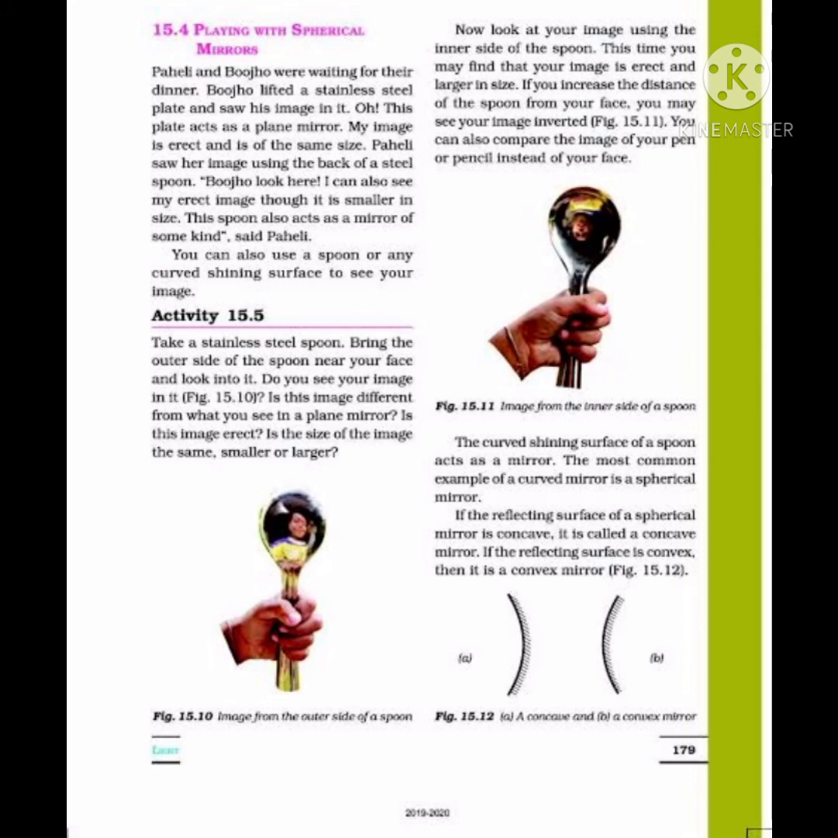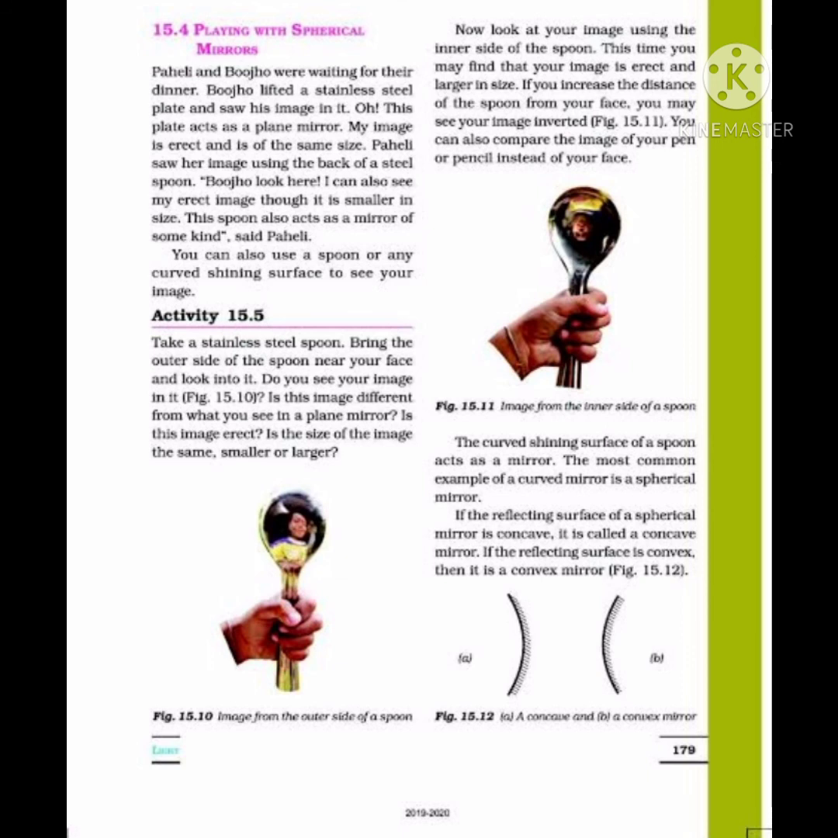Look at the image in figure 15.11. Yes, it is upside down. That is a real image, not an erect image. So this curved shining surface of a spoon acts as a mirror. Spherical mirrors appear like this.